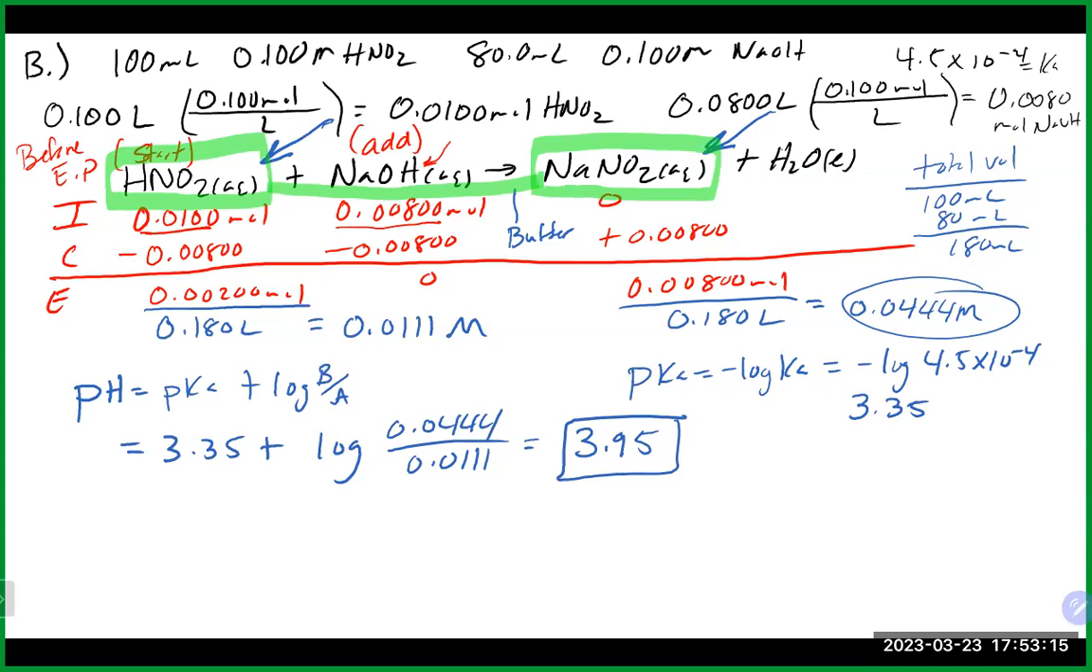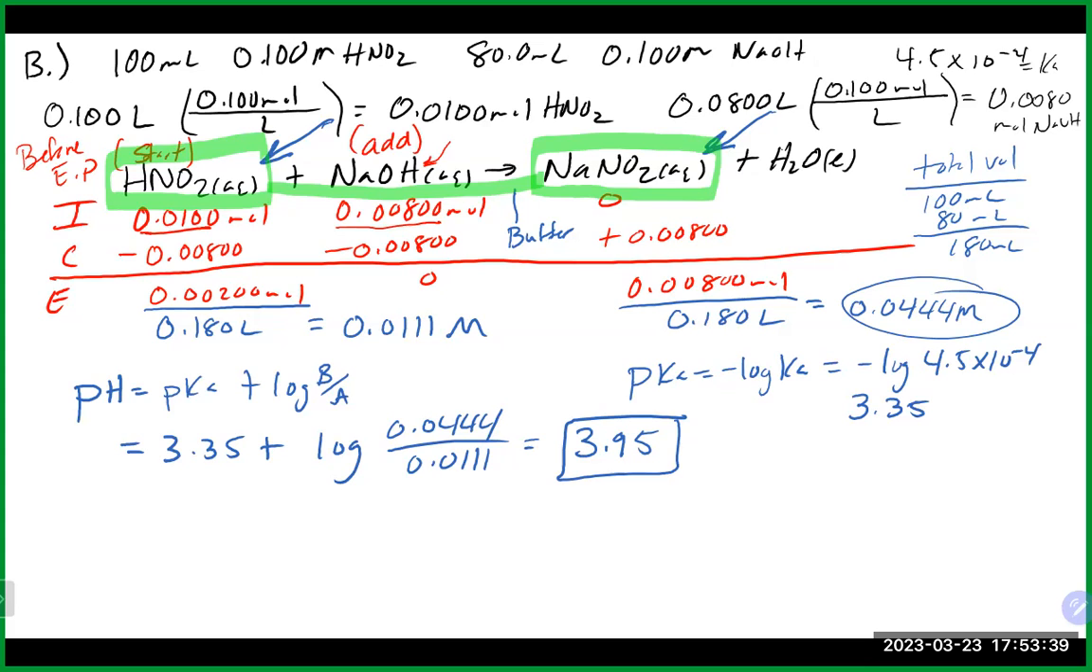Any questions on that there? It does make sense so far. Since we've added some base, our pH has gone up from where we started. Again, if for some reason it went down, you're definitely doing something wrong in terms of the calculation. Any questions up to there?